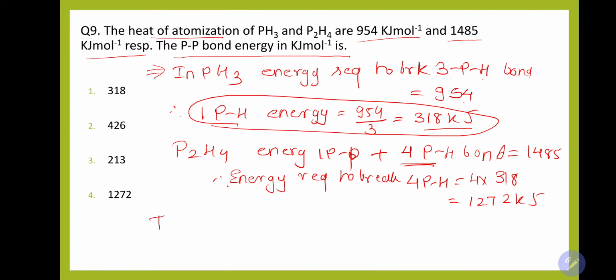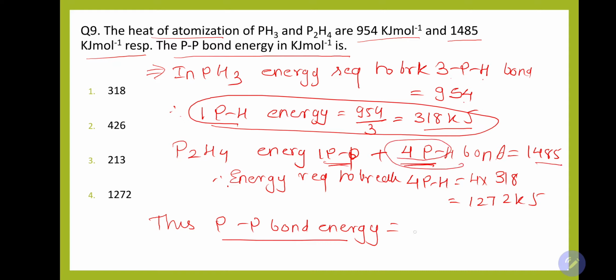Thus the PP bond energy becomes, now you have to find the PP bond energy. So this is 1485 minus the PH bond energy. So it is 1485 minus 1272, which is equal to 213 kilojoules. Okay, now let's move to the next question then.